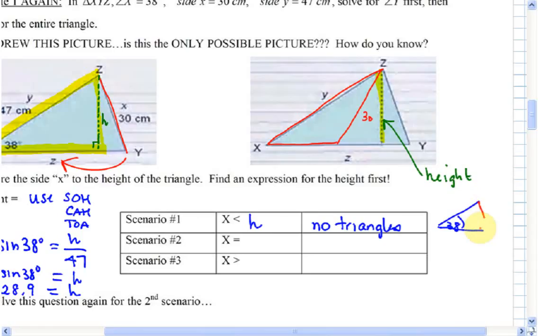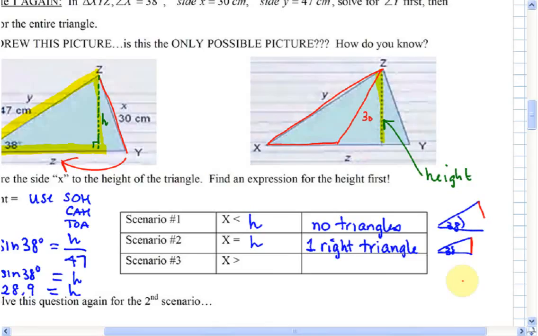What if that side x is actually equal to h? So in this case, what happens if x is not 30, but 28.9? What if it's equal to h? How many triangles do you get in this case? One. You get one triangle, but what type of triangle do you get? One right triangle. Actually, how much does it have to be in order for it to be a right triangle? Exactly equal to the height. And I'll draw a picture for you. So same angle of 38, but now this red line, or this x, is equal to the height.